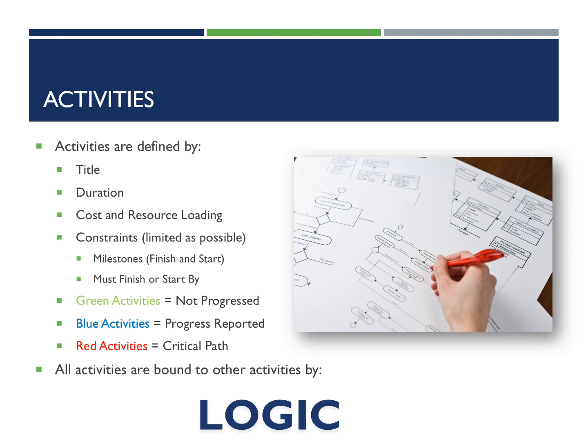And constraints, which we don't like to see. Typically we only see constraints on milestones, so you'll have a must finish by or must start by dates that constrain particular activities. And as discussed before, green activities typically mean that they're not progress and not critical path. Blue activities means that they've started and progress is being reported on them. Red activities typically are going to be critical path. And that's just using the standard layout in P6 or P3.